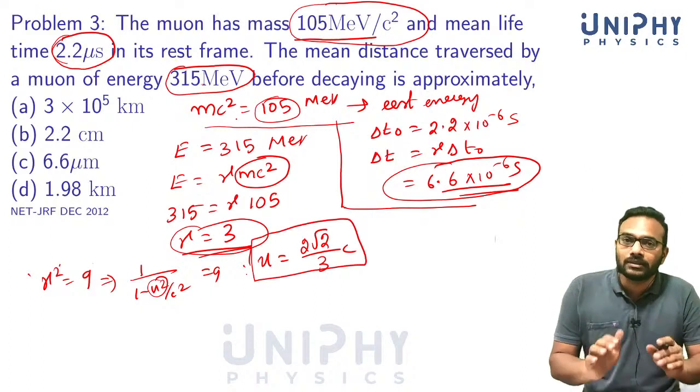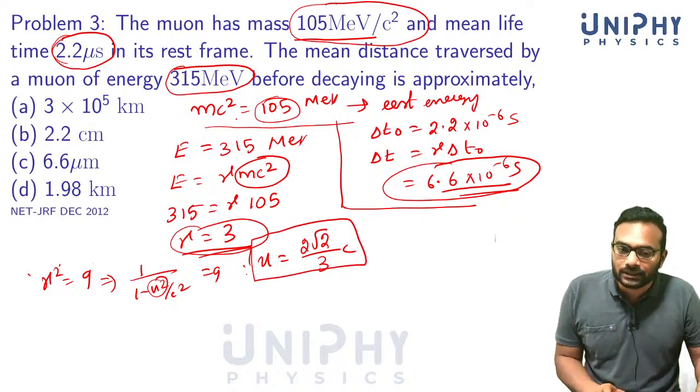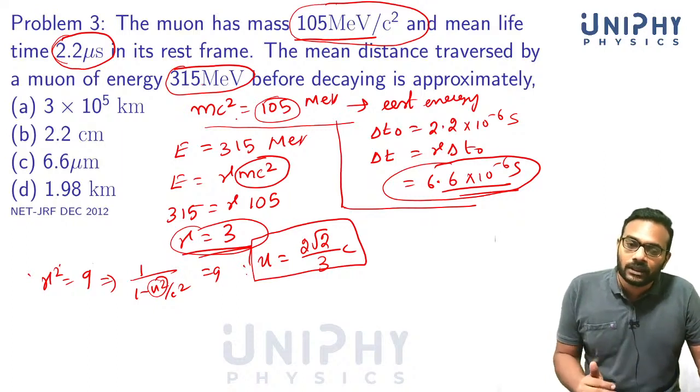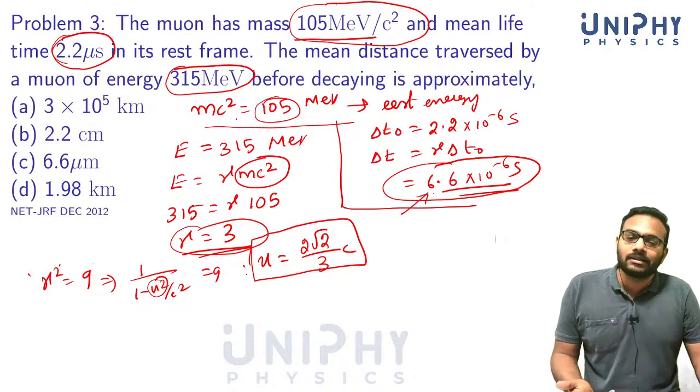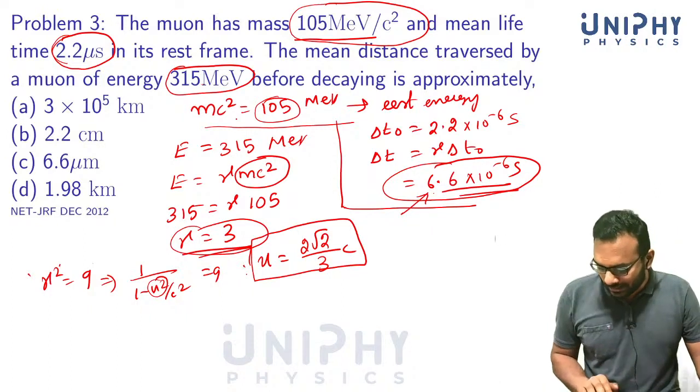This is the speed of the muon. Now you are looking at a muon which is traveling at this speed. And we know that in this frame, from our frame, this particle has a lifetime delta t equal to 6.6 into 10 raised to minus 6 seconds.